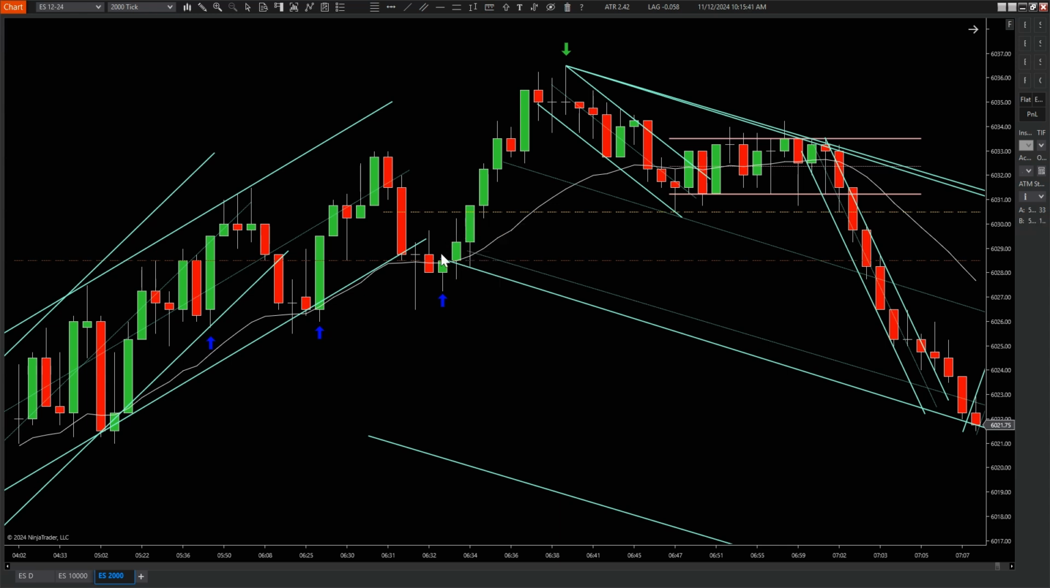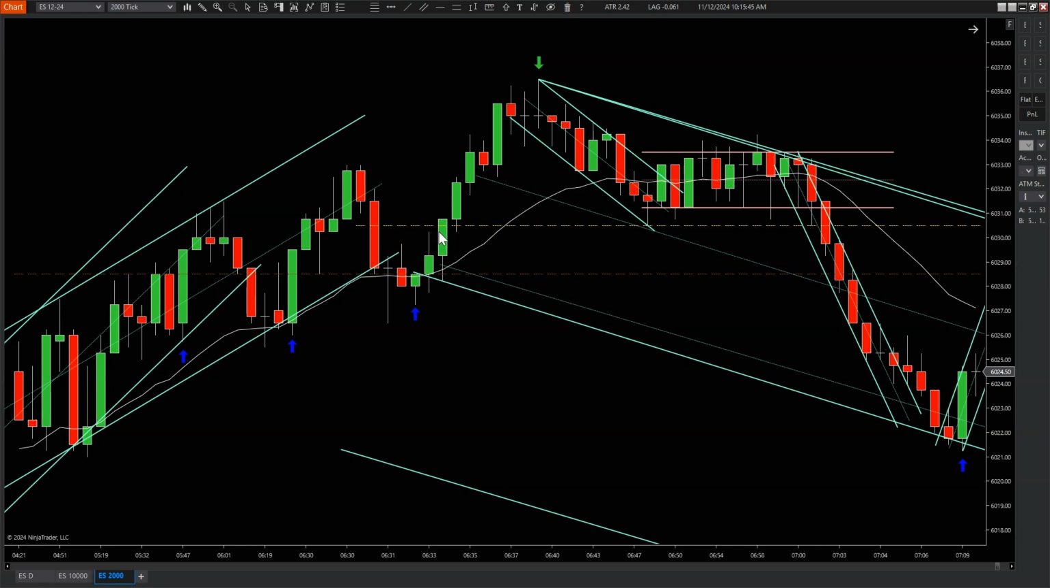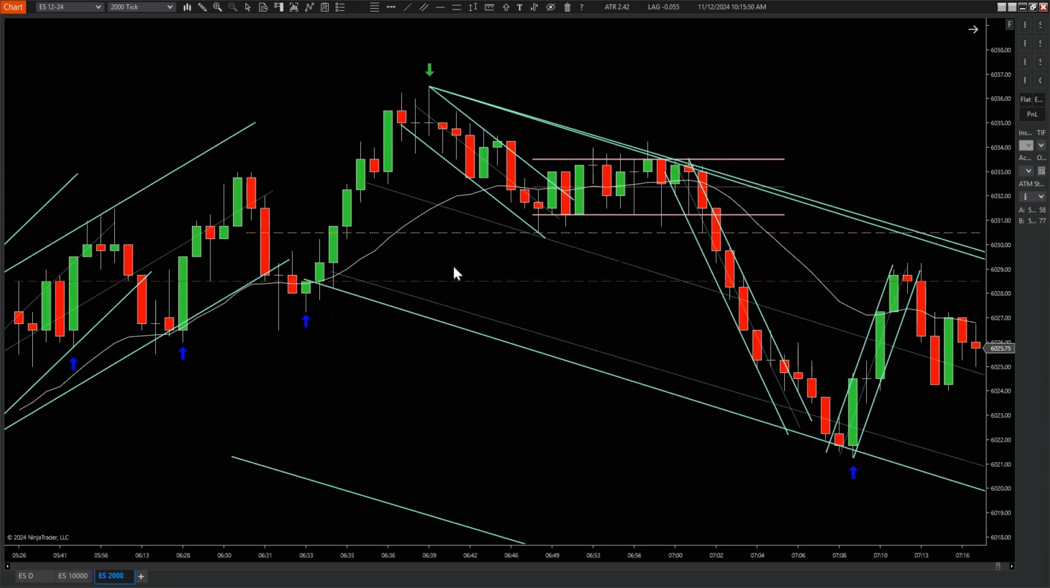Unfortunately, because of how it moved, you would have gotten filled. You get filled here and you don't get a runner, because this candle comes back and stops out all the runners, and then it goes up. So you probably don't get a runner on that one. I didn't. I just got a scalp.